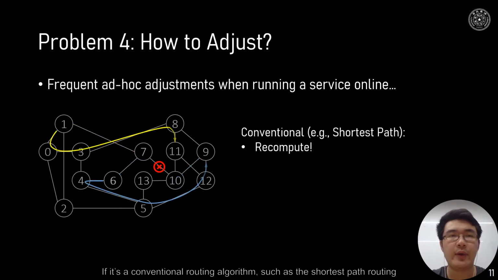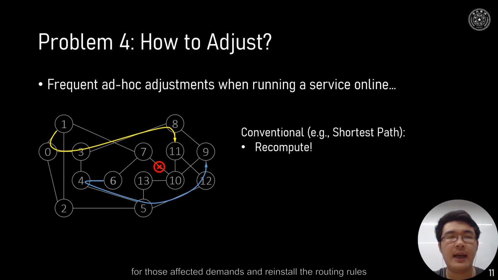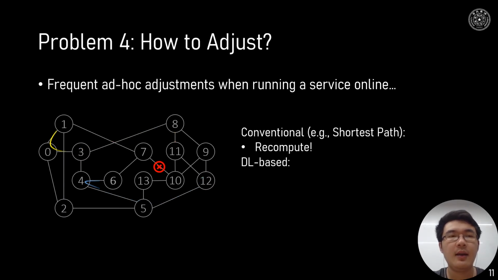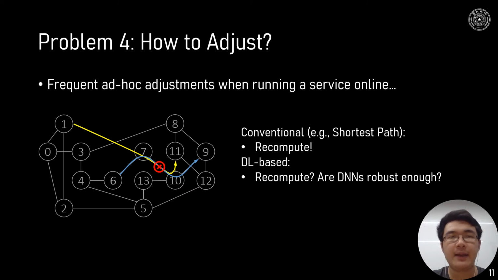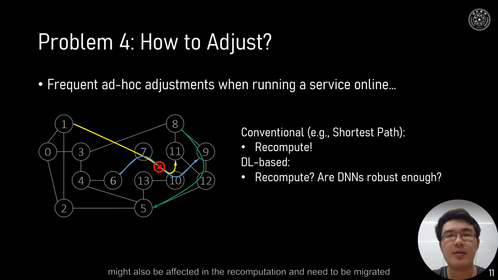If it's a conventional routing algorithm, such as the shortest path routing, network operators can just recompute the second optimal path for those affected demands and reinstall the routing rules. But if it's a deep learning-based routing algorithm, can we simply recompute? In the shortest path algorithm, the routing decision of a flow will not affect another flow. But for neural networks, this cannot be guaranteed, since they are not stable and robust to the input. Other unrelated flows, such as the green flow in the figure, might also be affected in this recomputation and need to be migrated, which will increase the migration cost.